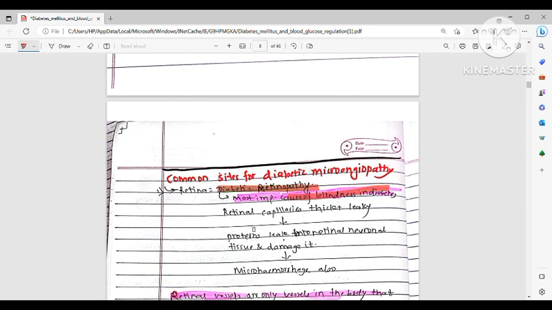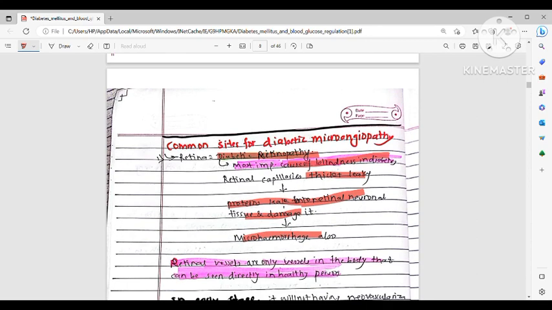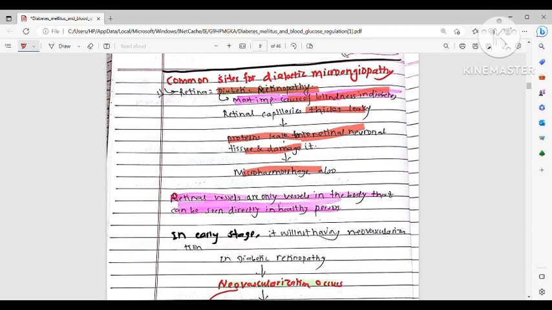Basement membrane thickening occurs, which leads to formation of cracks and leakage of proteins. Proteins leak into the retinal neural tissue and damage it, leading to microhemorrhage. Retinal vessels are the only vessels in the body that can be seen directly in a healthy person.